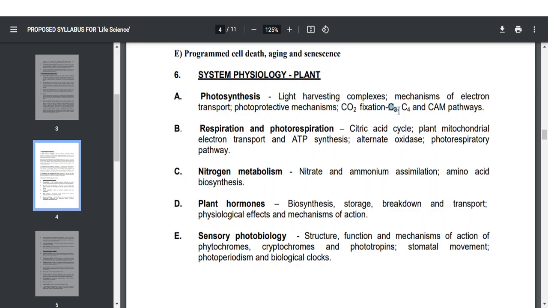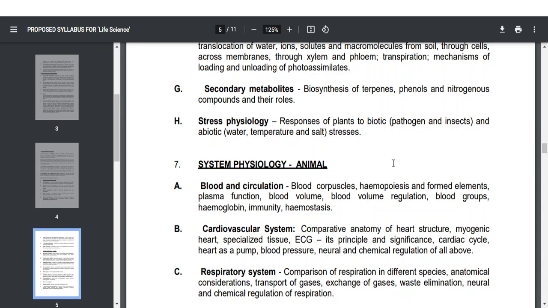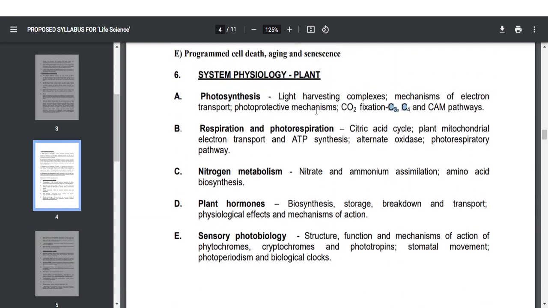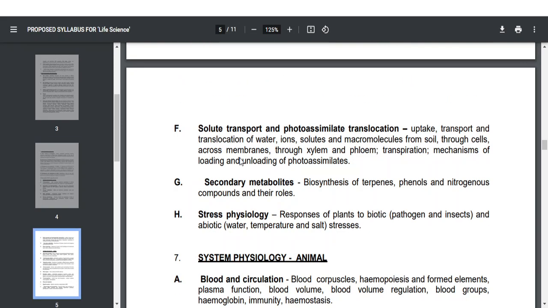Okay, so you need to study the C2, C3, C4 and CAM pathways, which is a very important thing, and photoprotective mechanisms are also very important. There will be many graphical things given in this unit. So pay attention when you come across graphs, because sometimes they give the same graphs in your question paper and ask for the correct answer.